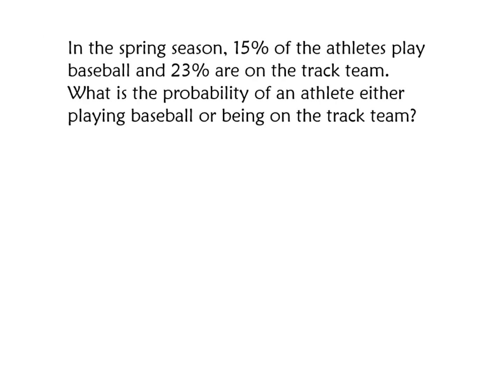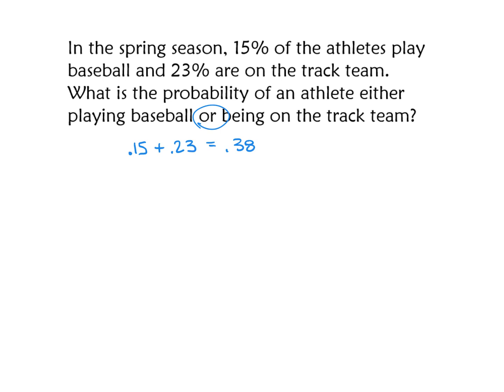Okay, at that same high school then, in the spring season, 15% of the athletes play baseball and 23% are on the track team. What's the probability of an athlete either playing baseball or being on the track team? Okay, so 0.15 for baseball, and then we need to add together the track team. So 0.15 plus 0.23 gives us a total of 0.38.